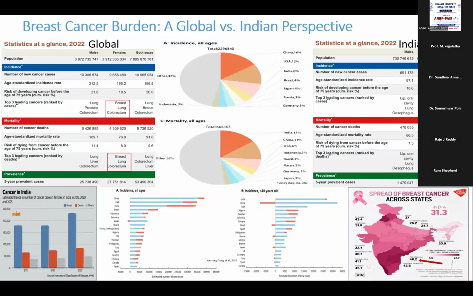Comparing the global statistics with that of India, as I said, out of major cancers, breast cancer incidence has increased alarmingly in 2025 compared to 2015 statistics. And the incidence is also very high in the younger onset cases, and particularly in Telangana, on an average, 31.3% of the cases are breast cancer cases, and 40.2% of incidences in Telangana, which is very high.